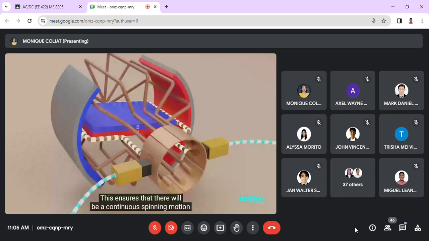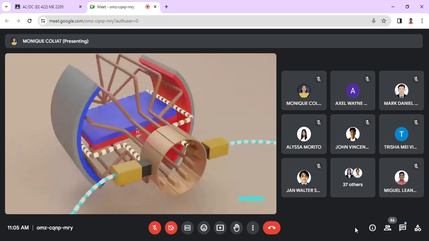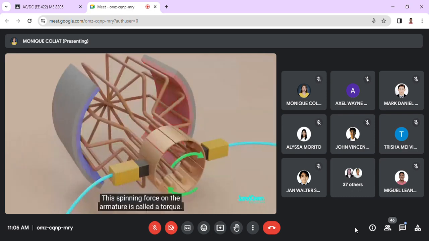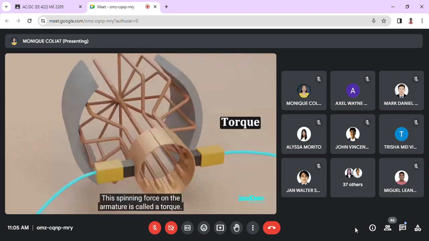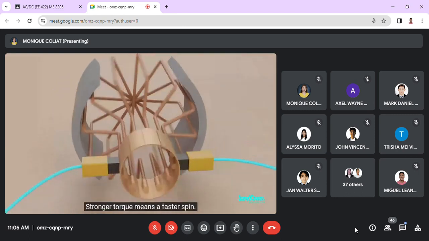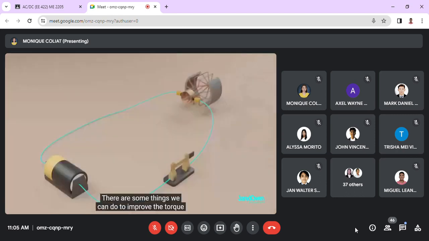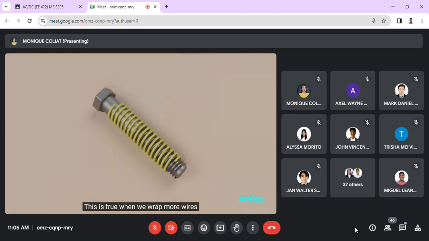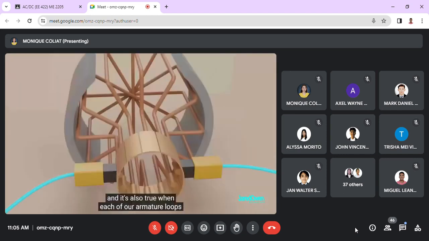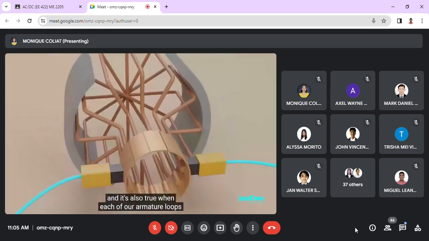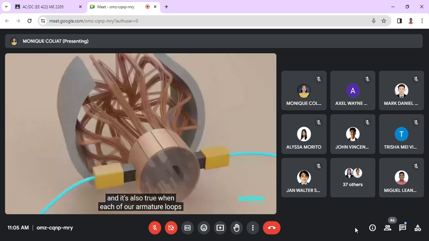This spinning force on the armature is called torque. Stronger torque means a faster spin. There are some things we can do to improve the torque of the motor. Electromagnets are stronger when there are more wires. This is true when we wrap more wires around the metal bolt, and it's also true when each of our armature loops are made of many wires. The motor will have a stronger electromagnet, which means it will spin faster.